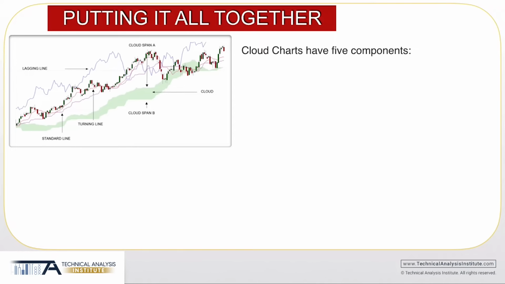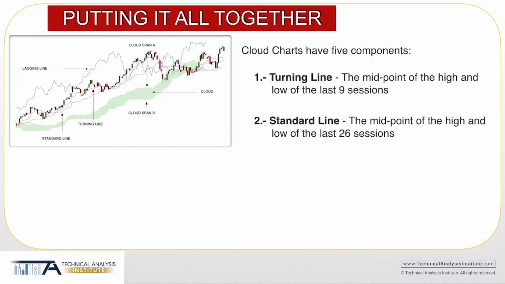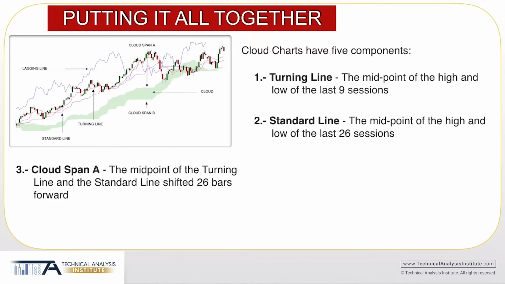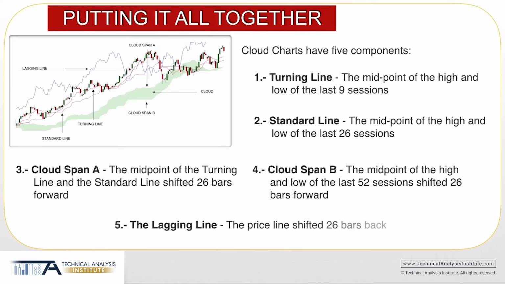1. The turning line, the midpoint of the high and low of the last 9 sessions. 2. The standard line, the midpoint of the high and the low of the last 26 sessions. 3. Cloud span A, the midpoint of the turning line and the standard line shifted 26 bars forward. 4. Cloud span B, the midpoint of the high and low of the last 52 sessions shifted 26 bars forward. 5. And finally, the lagging line, the price line shifted 26 bars back.